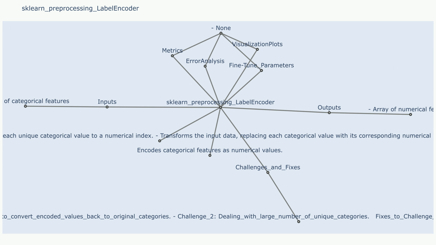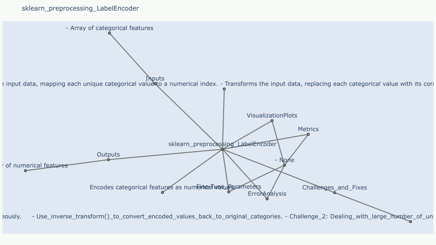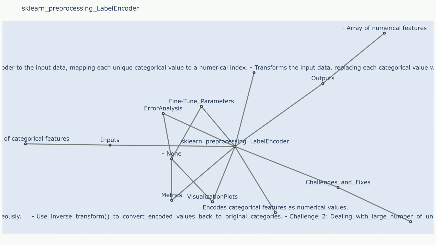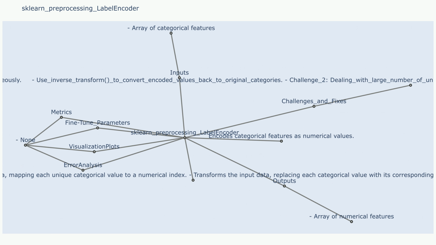This can occur, for example, when dealing with real-world data where new categories might emerge over time. Sample use case that resulted in challenge 2: encountering a new category in the test data that was not seen during training. Fixes to challenge 2 to address this: you can either handle new categories by assigning them a new code, for example, by using a placeholder value, or by using a different encoding technique, such as one-hot encoder, that can handle unseen categories gracefully.